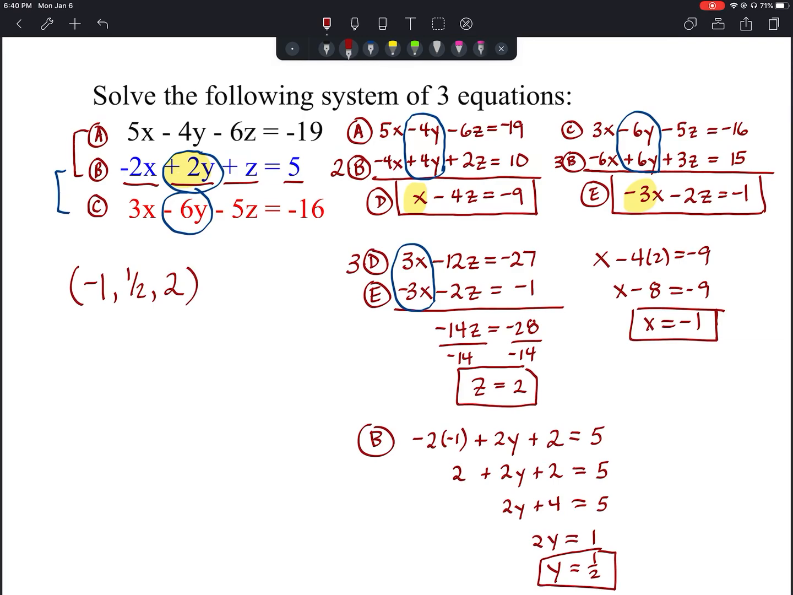And for checking purposes here, so we used B to find our last value, so you'd want to check it with both A and C. I'm not going to check right now. I'm going to tell you those ones are correct because this video is long enough.